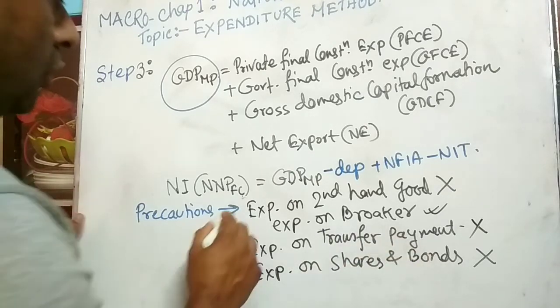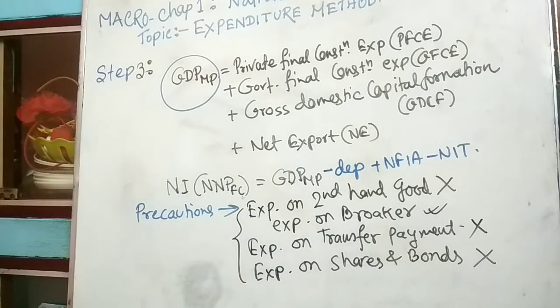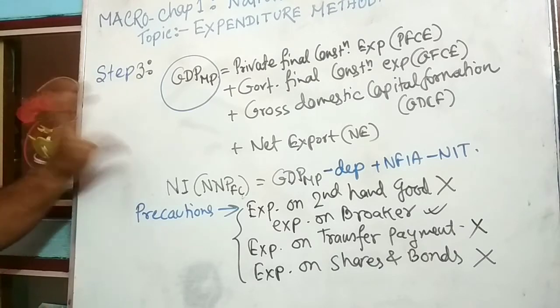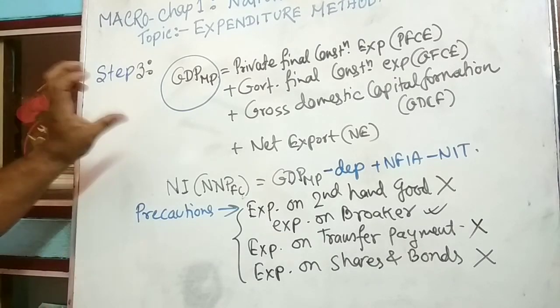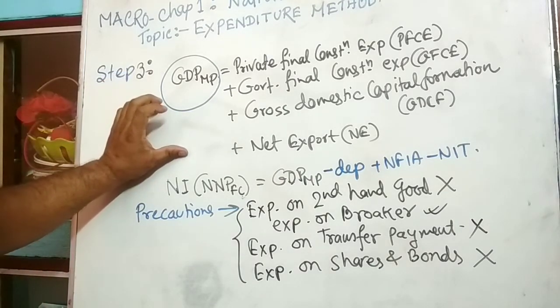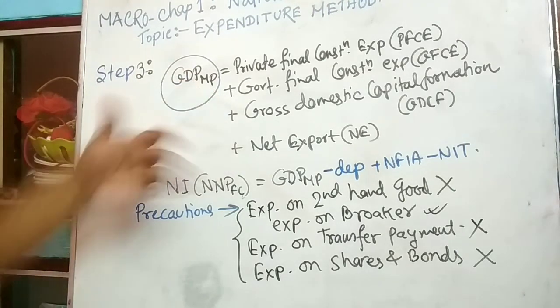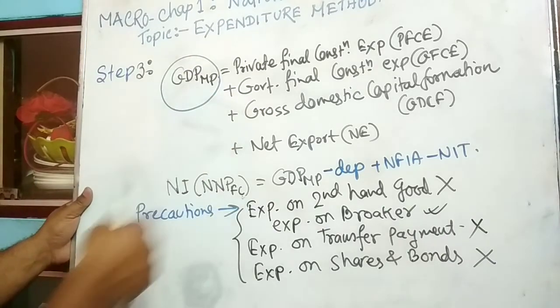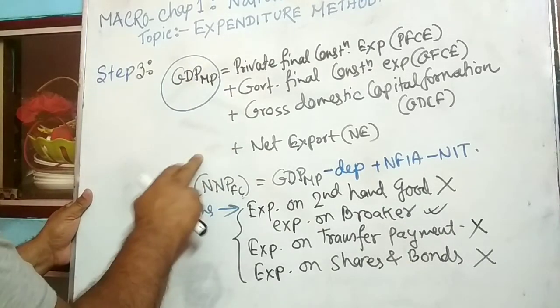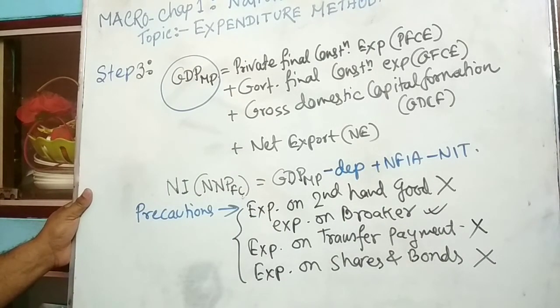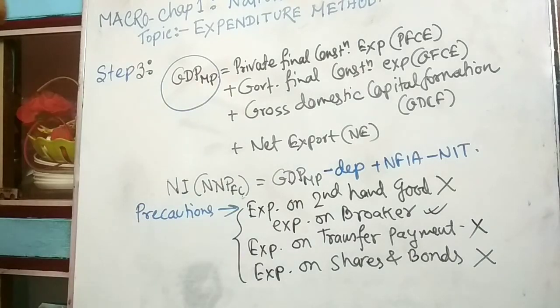Like that, a lot of items are not included in the expenditure method of national income. So this is today's class, the expenditure method. You should first go through the class carefully, step by step, taking a long time. Otherwise you will get confused when you go through the numerical questions on the income method and expenditure method. First follow the class carefully, then come to the numerical questions. I will give the numerical questions later.